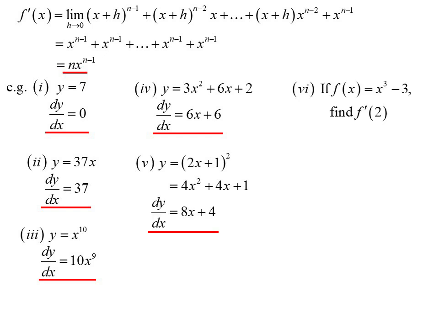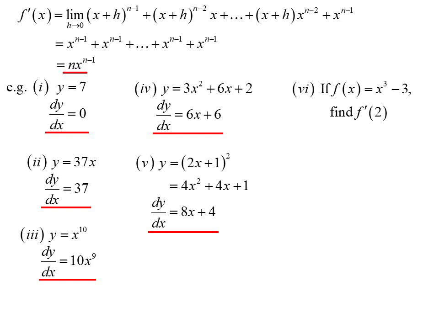Now we have another question. Bring this one up just to point out, read the question carefully. So easy to make a silly mistake here. They've said if f(x) is equal to x cubed minus 3, find the gradient function at 2. And some people just quickly read it and go, oh yeah, I just substitute 2 in. No.